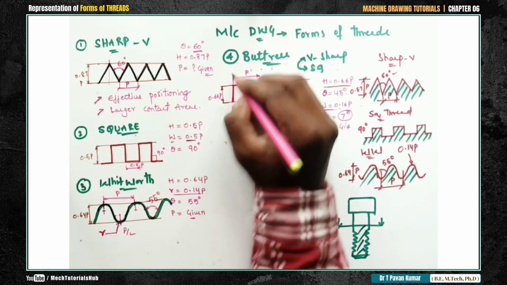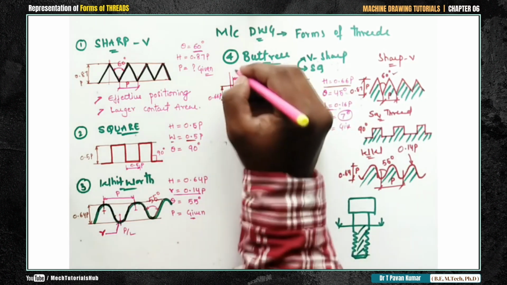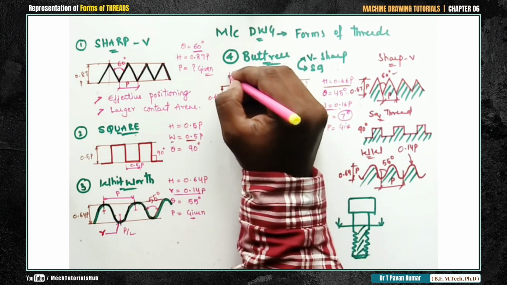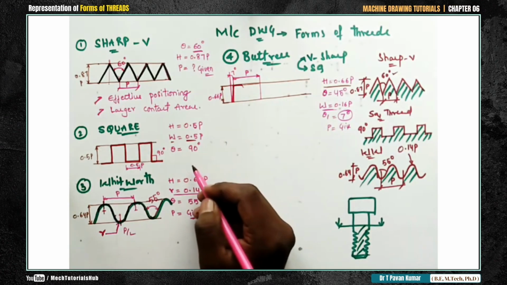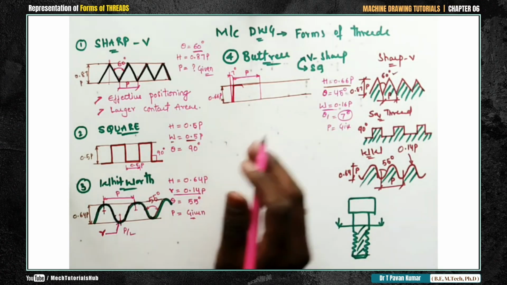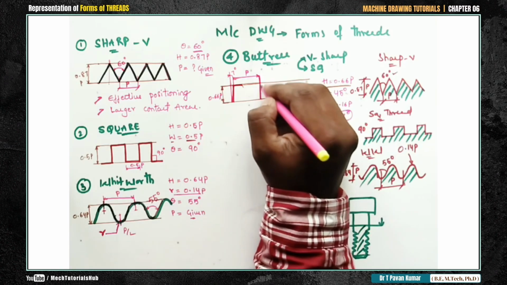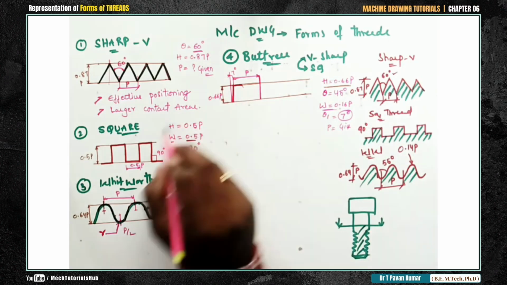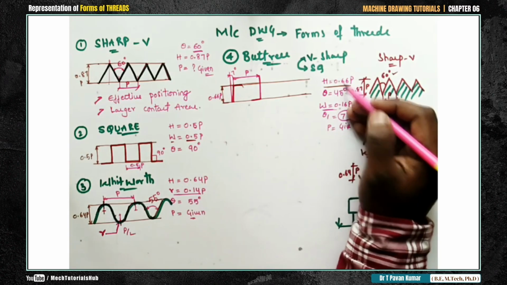Drawing 3 or 4 profiles are enough to represent a thread. Now this is the required one. Now try to darken the profile, whichever is required: 7 degree line, 0.16, 45 degrees incline, 0.16, 7 degree line, 0.16, 7 degree line, 0.16. Similarly, you will get this representation.